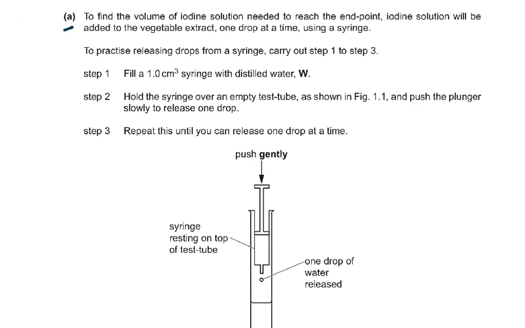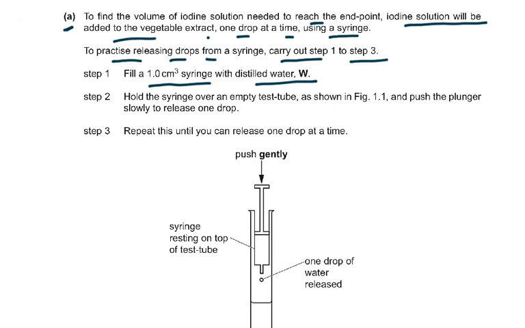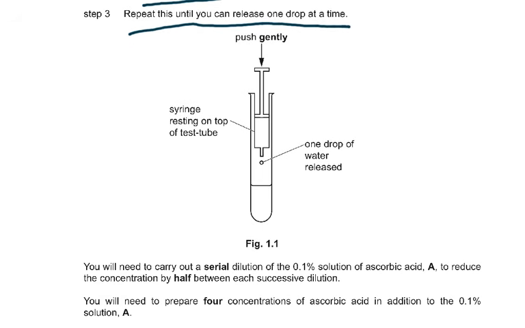Now, starting with the A part of the question, to find the volume of iodine solution needed to reach the end point, iodine solution will be added to the vegetable extract 1 drop at a time using a syringe. To practice releasing drops from a syringe, carry out step 1 to step 3. Fill a 1 cm syringe with distilled water W. Hold the syringe over an empty test tube as shown in figure 1.1 and push the plunger slowly to release 1 drop. Repeat this until you can release 1 drop at a time. So this is just to practice releasing the drop from the syringe. So they've asked you to do that, steps 1, 2, 3.